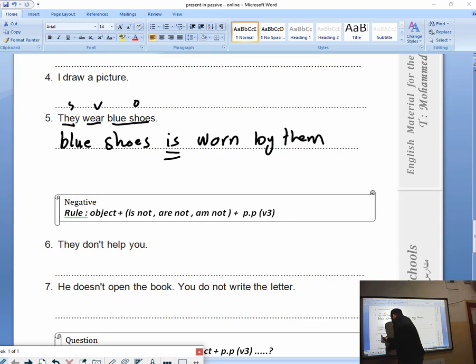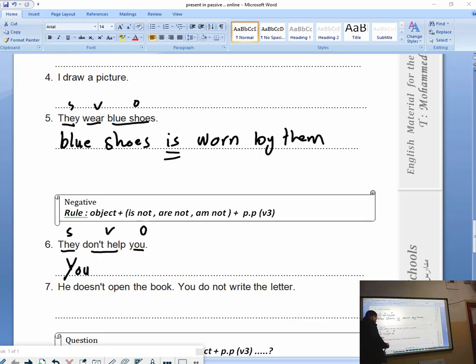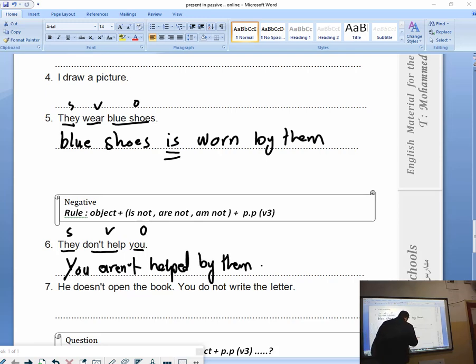First, I should divide the sentence. We is the subject. Don't help as the verb. You as the object. So I should start with you, the object. You as a plural, and we deal with it just like plural. You aren't held by them.